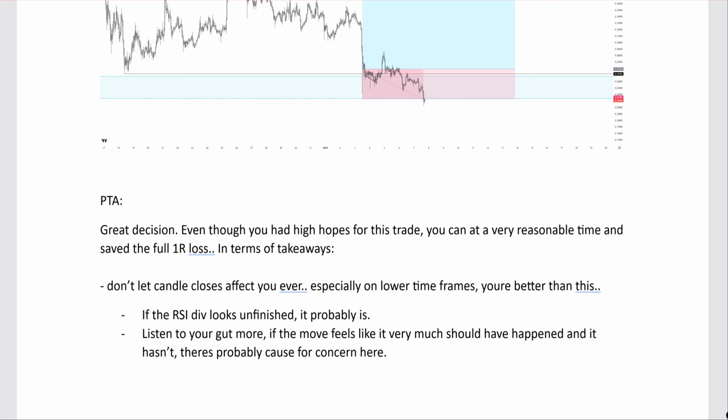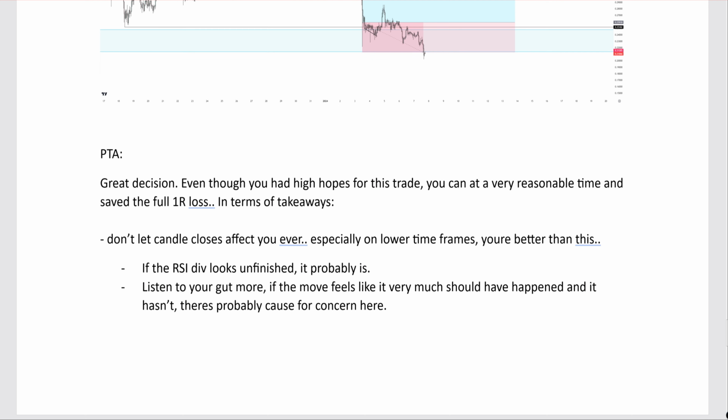You can see here, I was happy with what I did, of course, great decision. Even though you had high hopes for this trade, you came out at a very reasonable time and saved the full 1R loss. In terms of takeaways, don't let the candle closes affect you ever, especially on lower time frames. You're better than this. If the RSI div looks unfinished, it probably is. Listen to your gut more. If the move feels like it very much should have happened and it hasn't, there's probably cause for concern here.